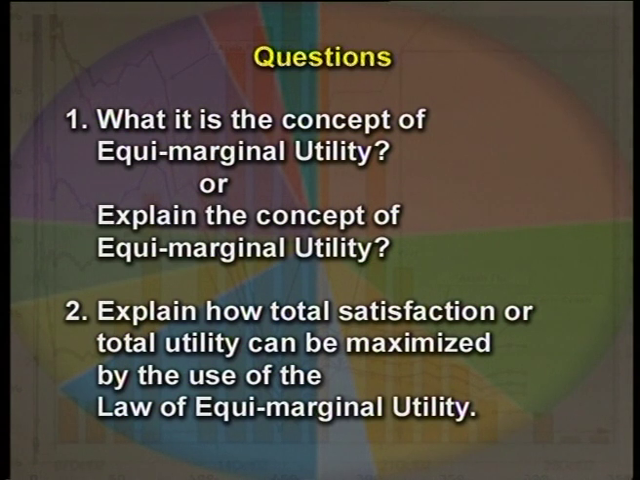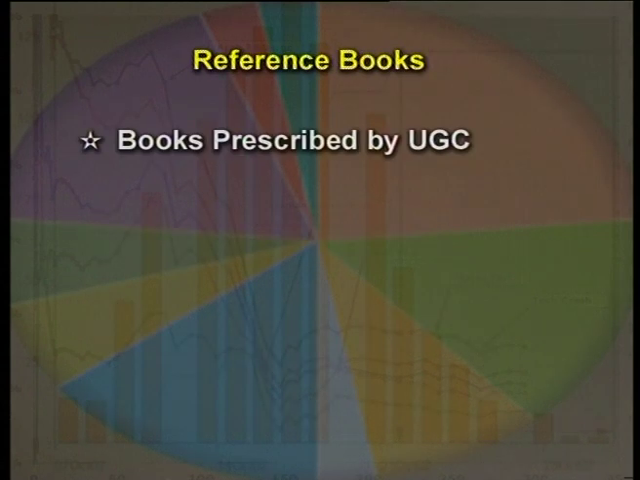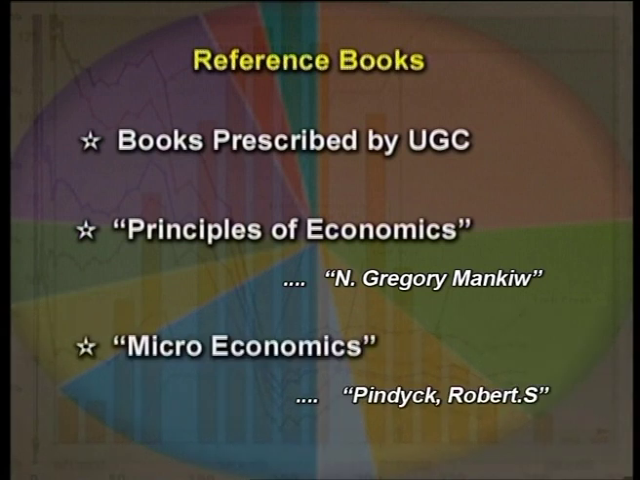Now, for the references, you have a number of books that are prescribed by the UGC, so those books can be referred, but two other books also can be referred if you can get hold of them. Number one, Principles of Economics by N. Gregory Mankiw, and number two, Microeconomics by Pindyck.